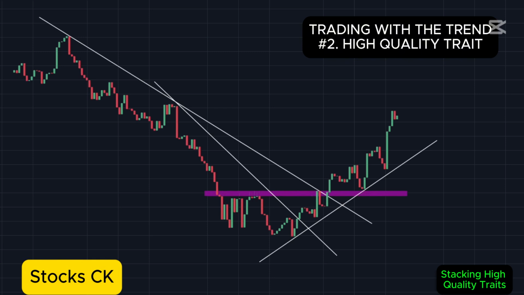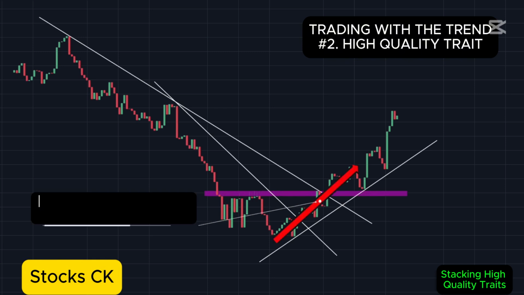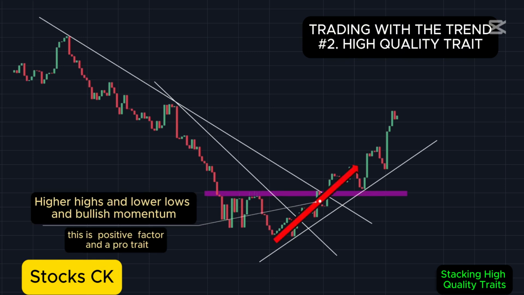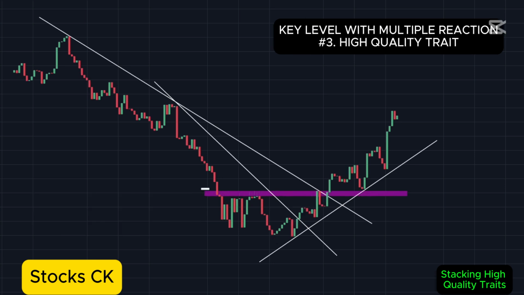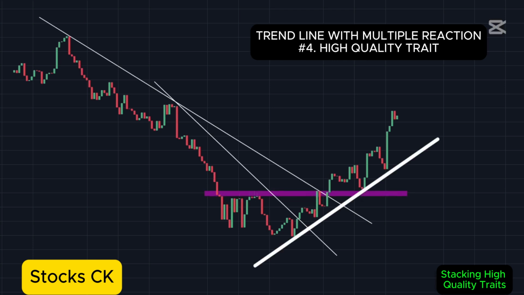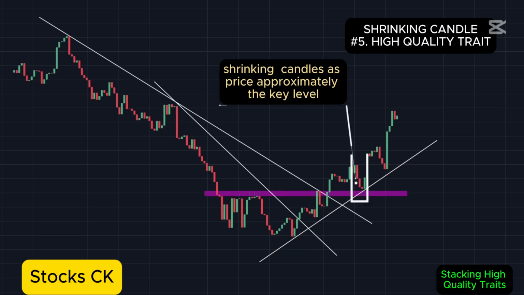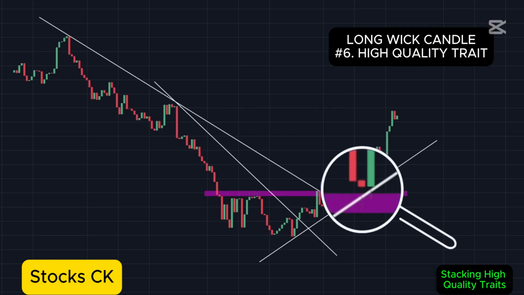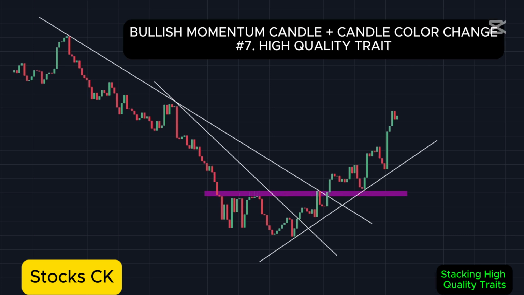Second, you have a clear uptrend with higher highs and higher lows, so you would be trading with the uptrend. Third, you're at a key level with multiple recent reactions, another great factor. Fourth, you're at a trend line with multiple recent reactions, another great factor. Fifth, you had shrinking candles as price approached the level, showing momentum loss, another great factor. Sixth, you had a long wick candle form right at the area of confluence, showing price reacting to the area.